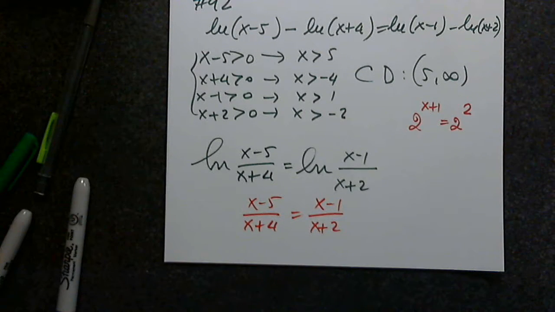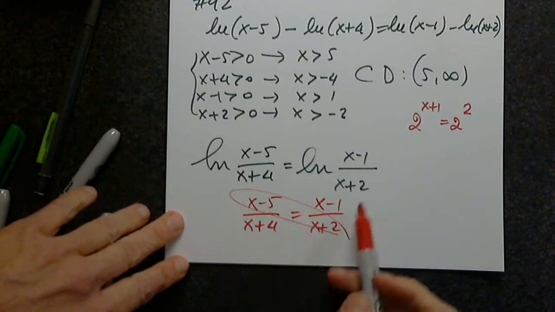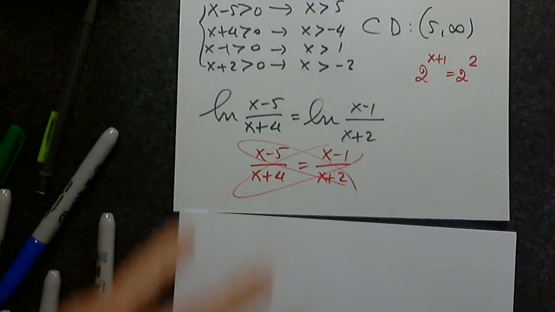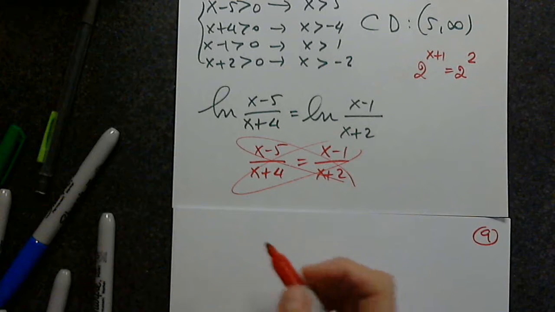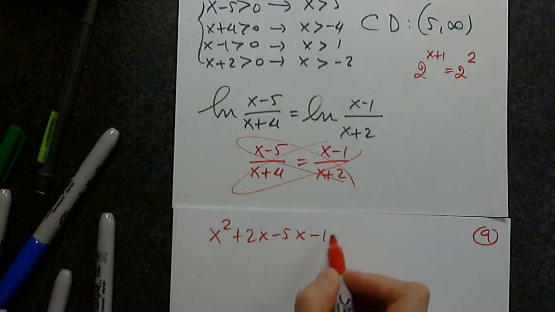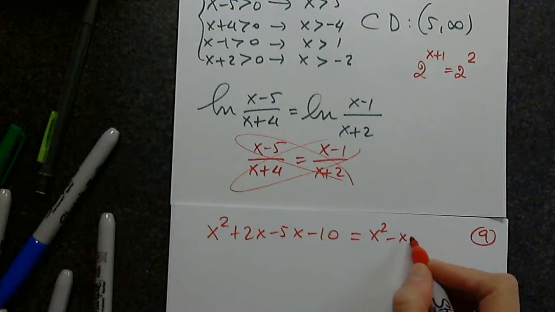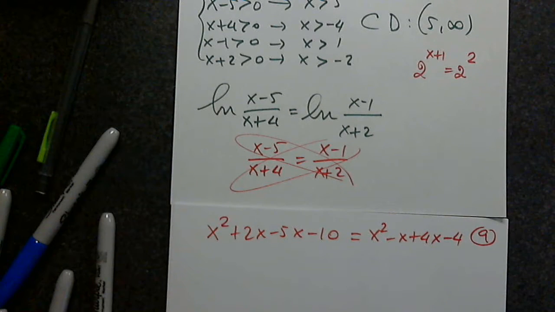How do we address this? What is it? And how do we proceed? Perfect. It's a proportion. It's a rational equation, but a special one, proportion. So we will have to cross multiply. Very good. See how much you learned this semester? I'm very proud of you. So x squared plus 2x minus 5x minus 10 equals x squared minus x plus 4x minus 4.